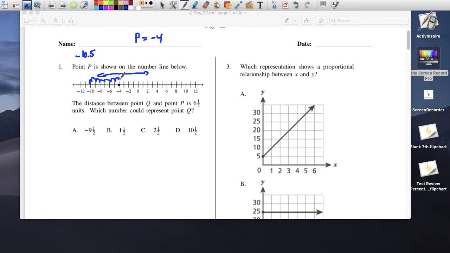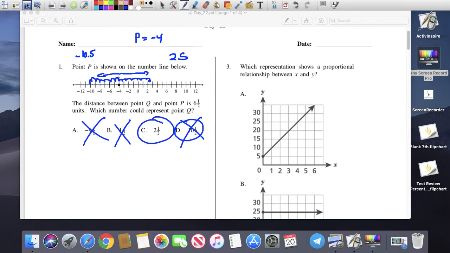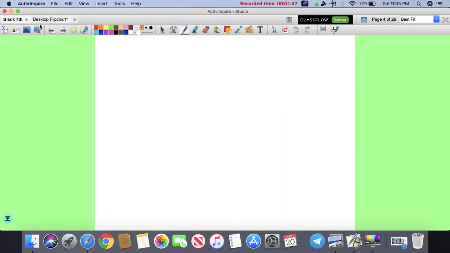And 6.5 units this way would be, well, they're going by ones, right? So 1, 2, 3, 4, 5, 6.5, or 2.5 positive. Are either of those a choice here? Yes, C, 2.5. 10.5 is not negative, so that's gone. 1.5 makes no sense, and 9.5 makes no sense. So the only one is 2.5.